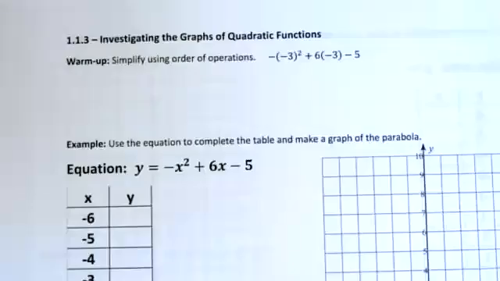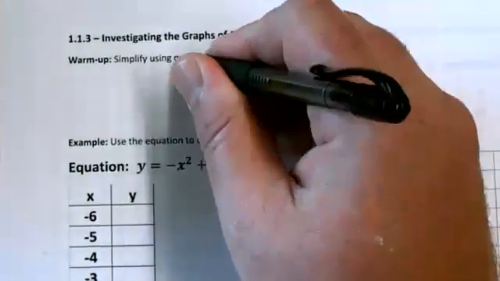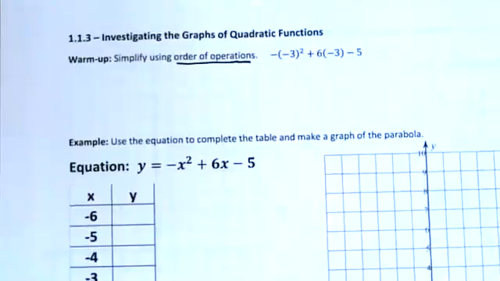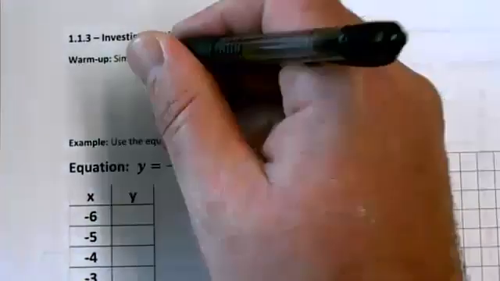We're going to start off with a little warm up that's going to help us kind of get in the mode. And we're going to do this by hand. So we've got a question here up at the top. Make sure you're looking at the side that has the warm up at the top. The two sides look very similar. Make sure you're on the side with the warm up at the top. And it says simplify using order of operations.